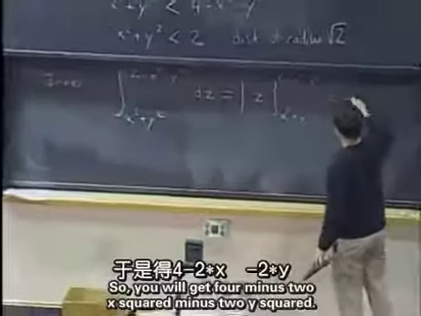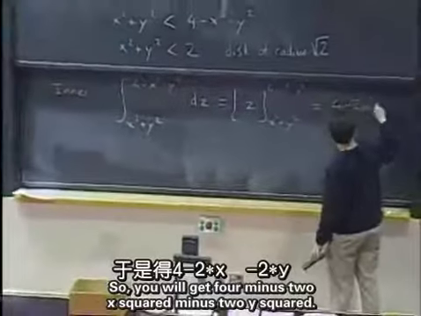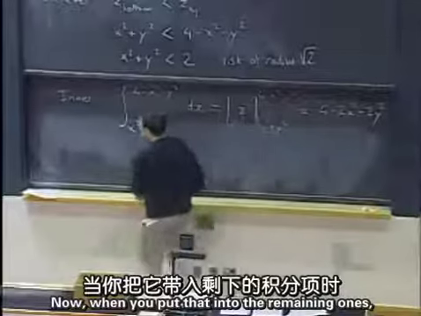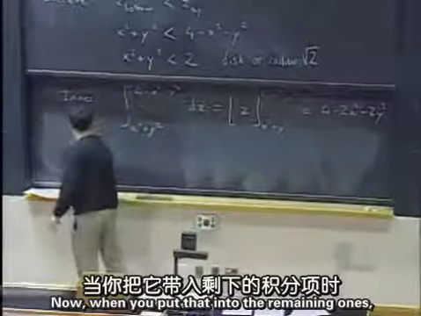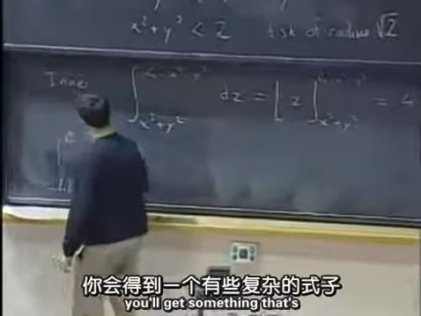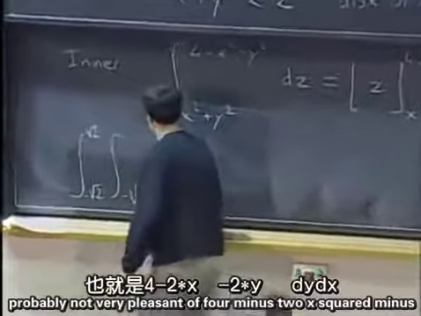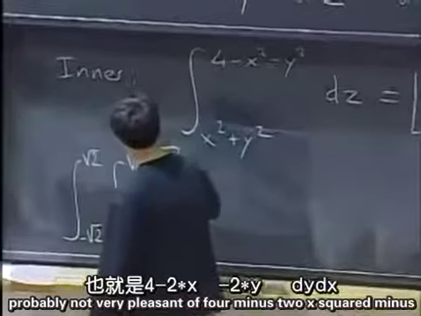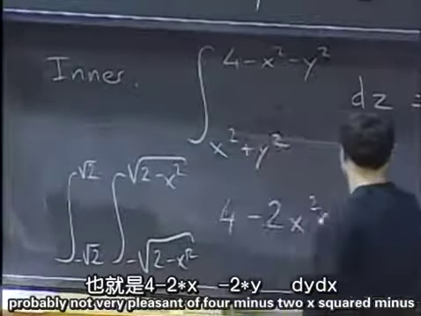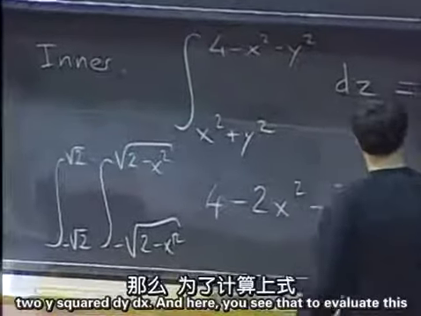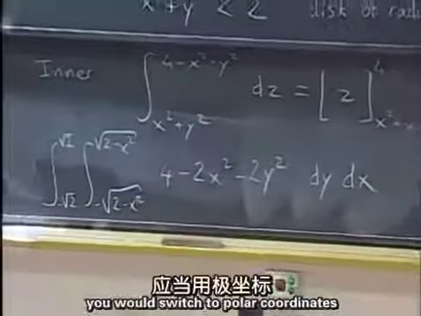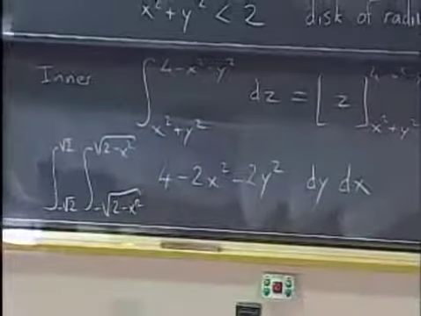So you will get 4 minus 2x squared minus 2y squared. Now, when you put that into the remaining ones, you'll get something that's probably not very pleasant, the integral of 4 minus 2x squared minus 2y squared dy dx. And here you see that to evaluate this, you'd switch to polar coordinates.